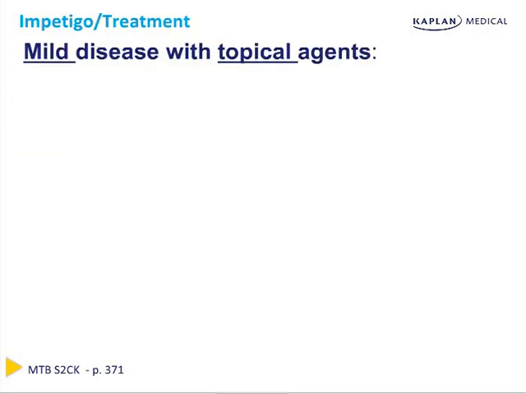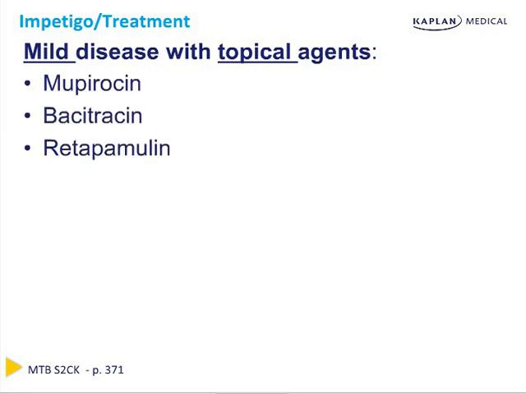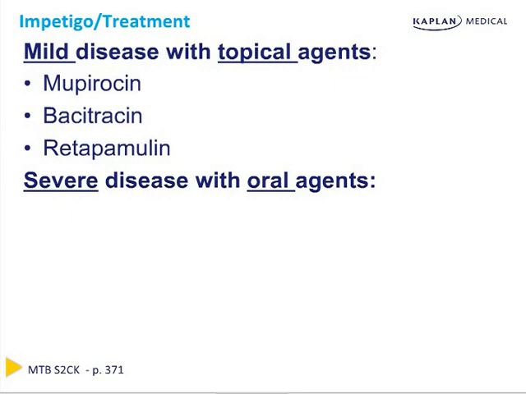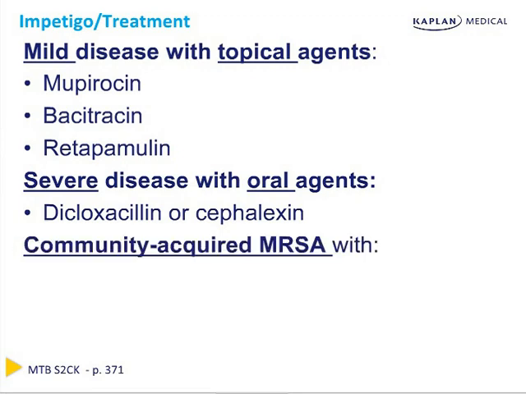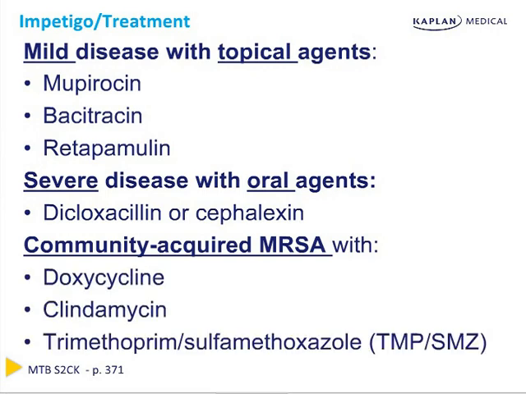Since it's on top, you could treat it with topicals: topical mupirocin, topical bacitracin, topical retapamulin, which is easy to mispronounce because it's new, but it's a really cool drug. Now, severe disease needs oral agents: dicloxacillin, cephalexin. Cephalexin is an oral first-generation cephalosporin. Now, this is going to be difficult, but if they tell you that it is MRSA, this is only for minor MRSA infections like skin infections: doxycycline, clindamycin, or trimethoprim sulfamethoxazole.